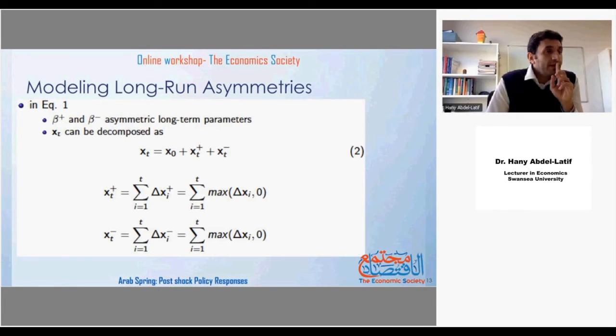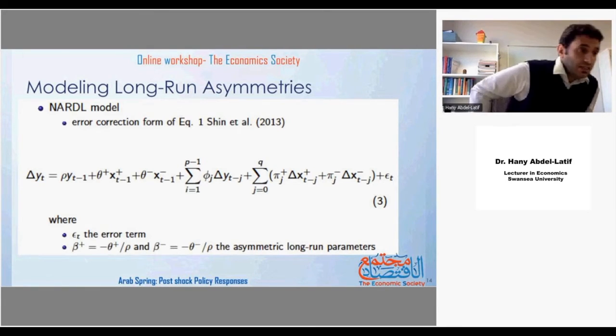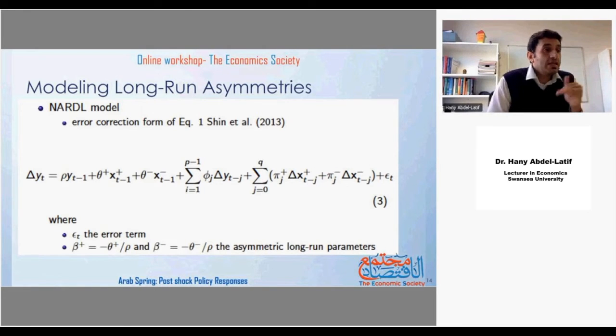So what we do next is, from the main equation, equation one, we can derive the error correction model of this equation, which is again provided by Shin et al. 2013, and which is exactly what we see now. The beta plus here, which is the long run parameter or the long run impact, should be theta plus divided by rho. Rho here is the coefficient of the lagged dependent variable.